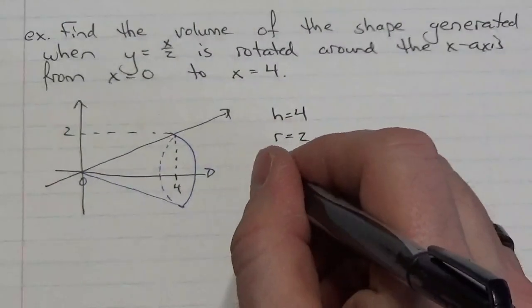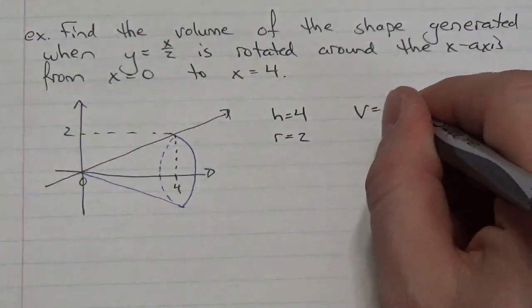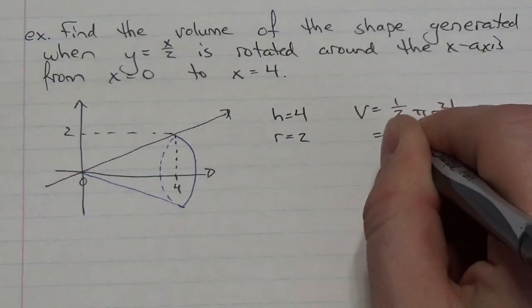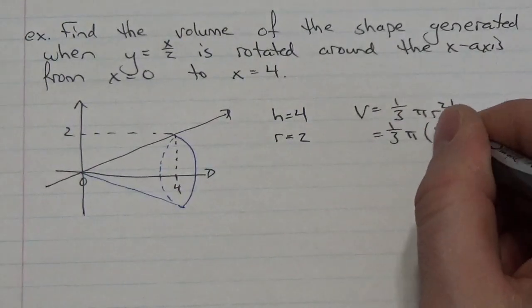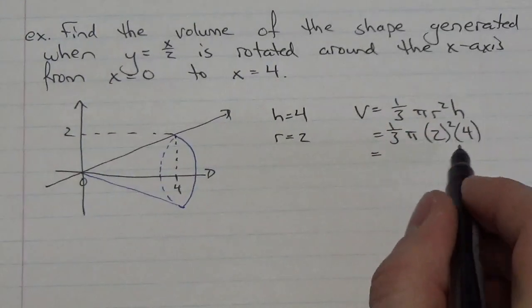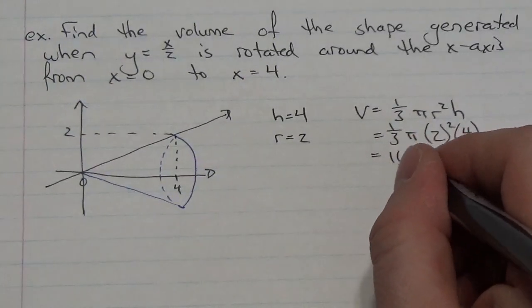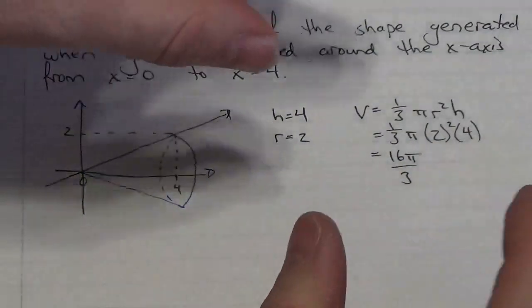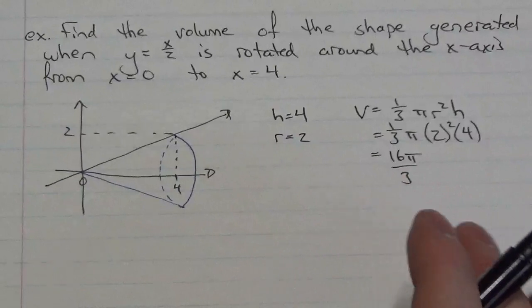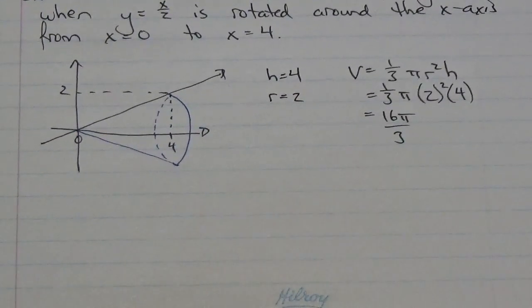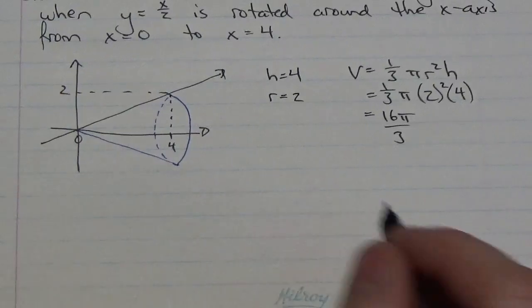And I know that the volume of a cone is going to be 1/3 pi r squared h. So it's going to be 1/3 pi 2 squared times 4. Well, 2 squared is 4, so this is going to end up being 16 pi over 3, whatever those units are. So I already know that that's the answer that I'm shooting for. So let's see what our new method of finding the volume is going to be.